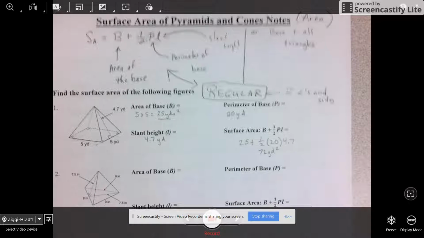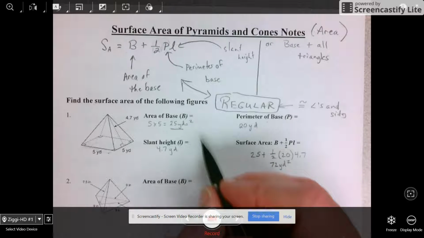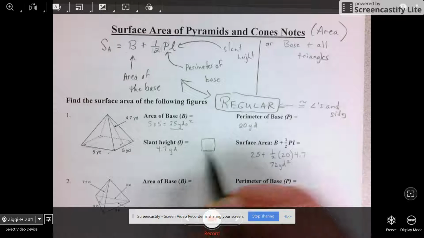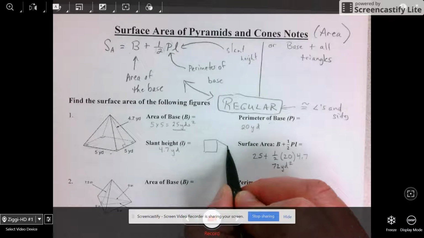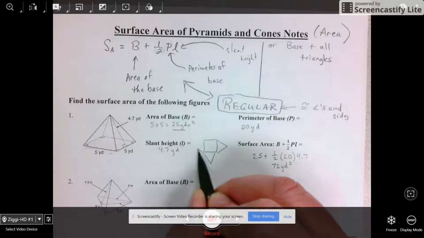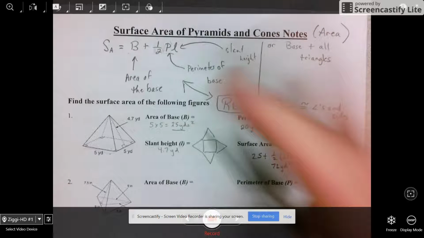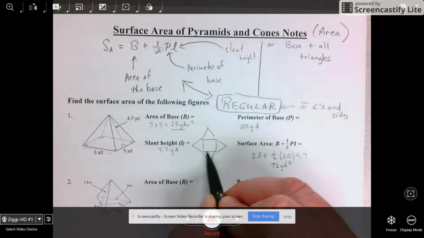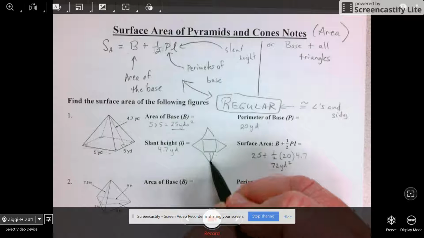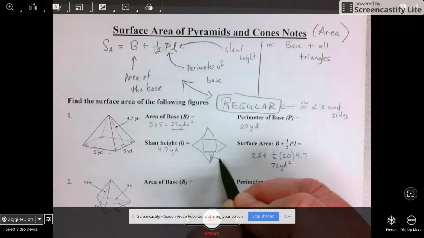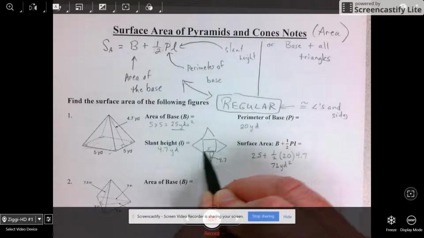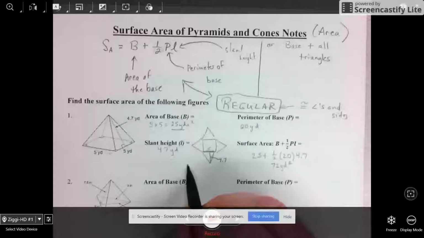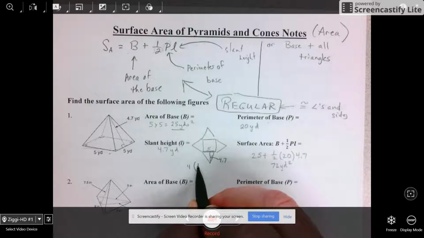Okay, here's the other way that you do this. You're going to see where the formula comes from. You have a square in the middle and you unfold the sides. And the square has an area of 25. We already know that. But the sides are triangles and the height is 4.7 and the base is 5. So you have 4 triangles and you take 1/2 base times height to get all those triangles together.